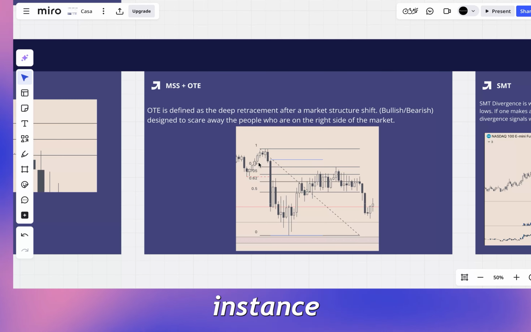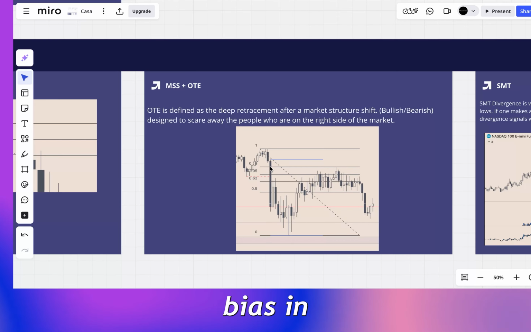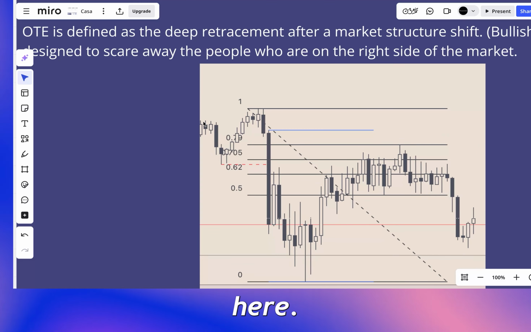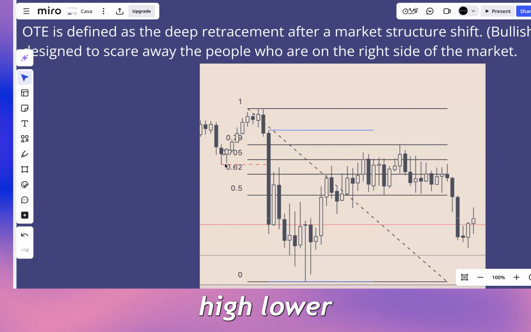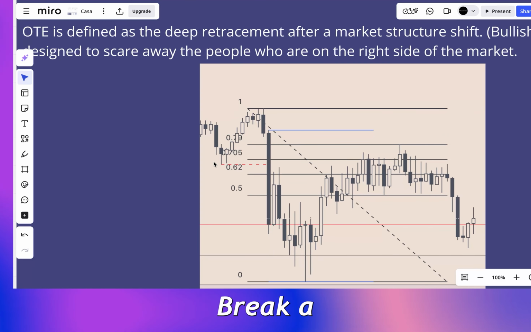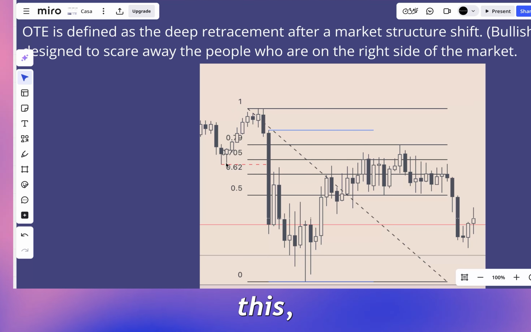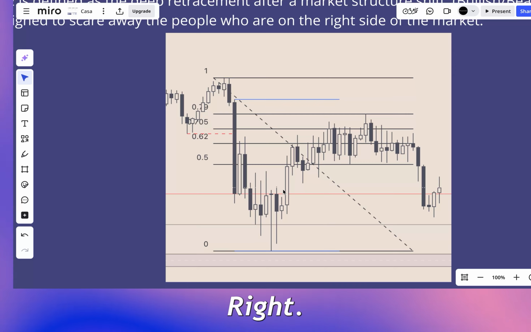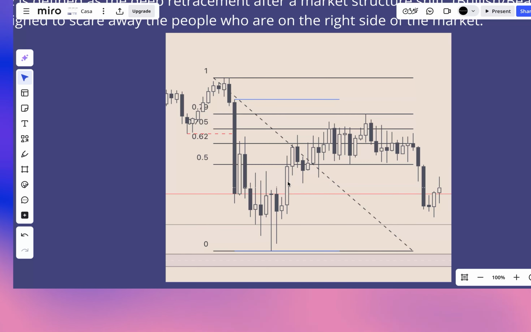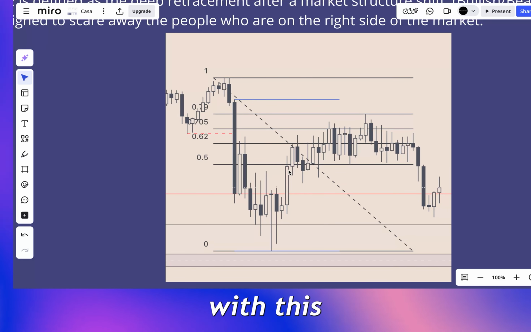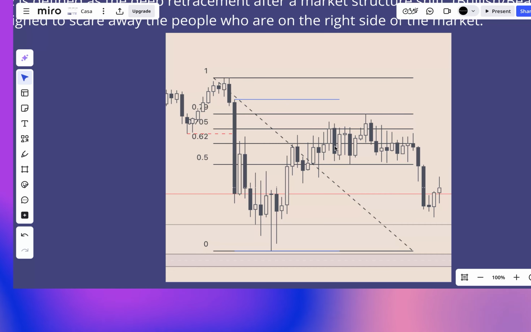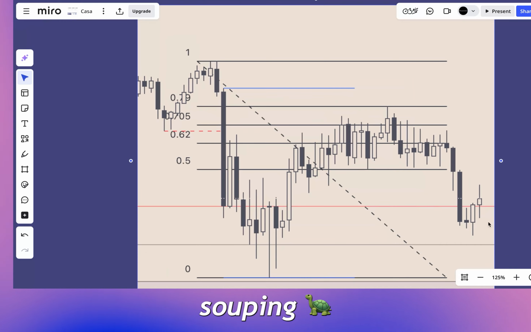So let's say, for instance, you had a bearish bias, in this case, which I did, with a market structure shift. Let me zoom in. Market structure shift right here. Lower high, lower low, take out that high, break below this low right here, market structure shift. What happens right after, right? The change in state, this is confirming that we're going to have a retracement with this candle right here. And then what do?